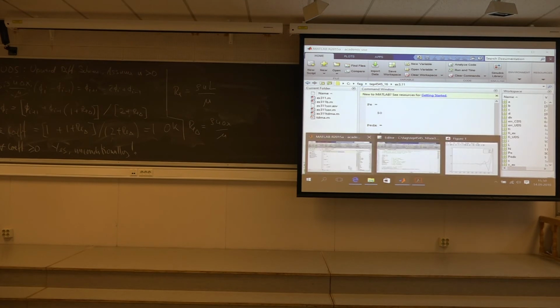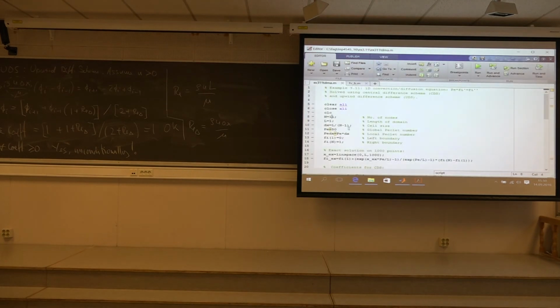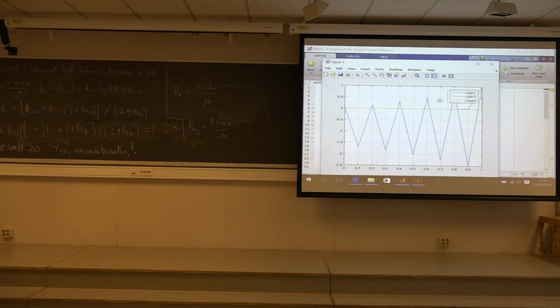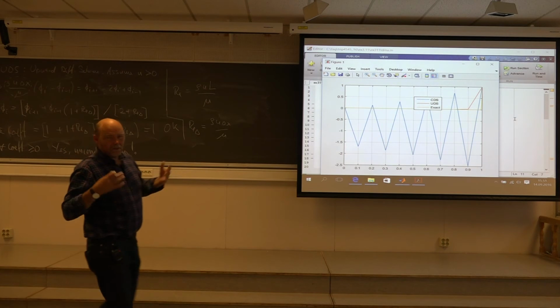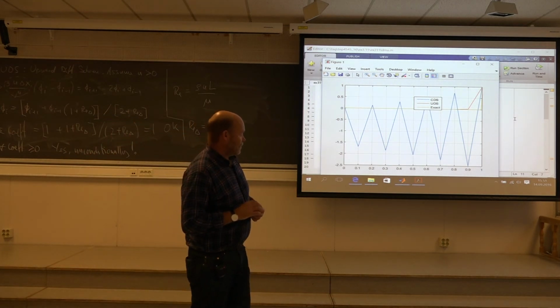Well, a Reynolds number of 50 is not much. So if we now increase the Reynolds number, say to 500, of course it will just be worse and worse for the upwind scheme. Sorry, the central scheme. The upwind scheme will be stable no matter what you do. But the error is not nice.